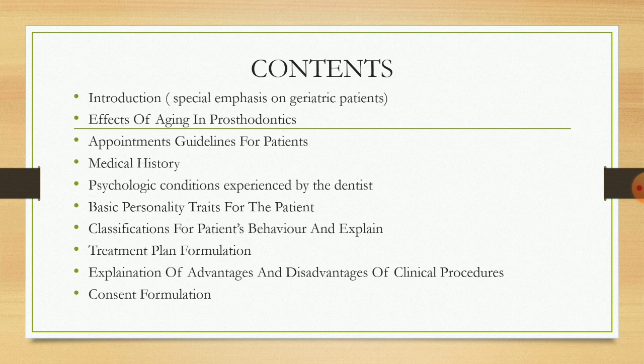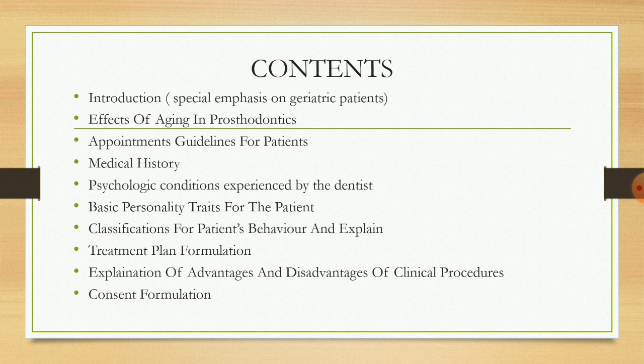Next is classifications for the patient's behavior, and explain the classification. Like we have House's classification of the patient, like philosophical and hysterical, etc. Then also we have Frankel's classification of patient behavior. We have Winkler's classification of patient's behavior. Like 3 to 4 classifications you need to write, and you need to explain the same: what type of patient shows which characteristic, and how to identify that patient.